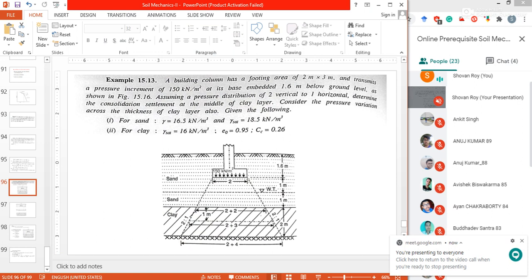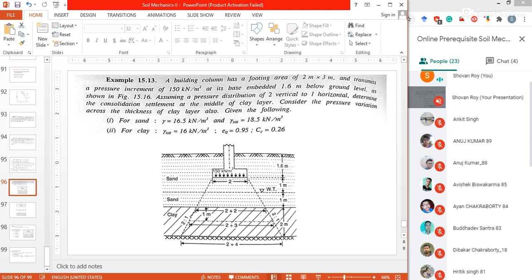A building column has a footing area of 2 meter into 3 meter and transmits a pressure increment of 150 kilonewton per meter square at its base, embedded 1.6 meter below ground level as shown in figure. Assuming a pressure distribution of 2 vertical to 1 horizontal, determine the consolidation settlement at the middle of the clay layer. Consider the pressure variation across the thickness of the clay layer, also given the following. So let us first understand the question.